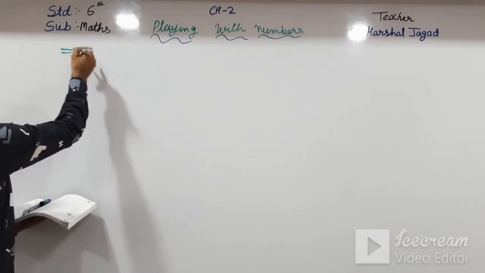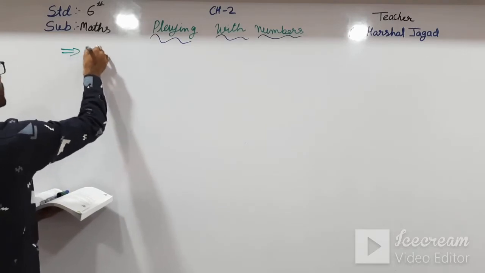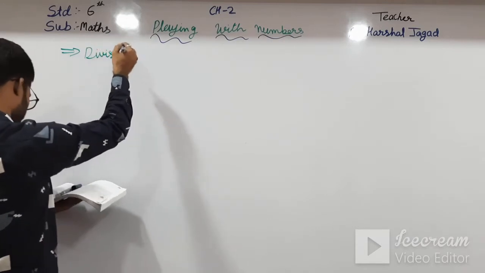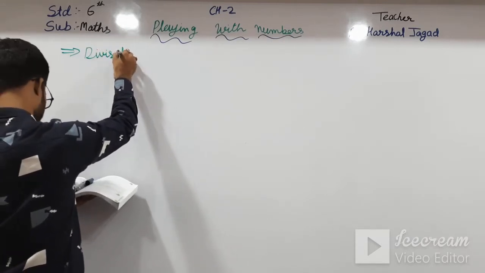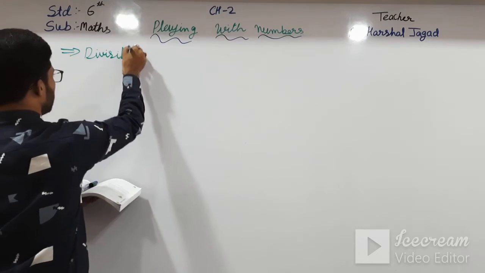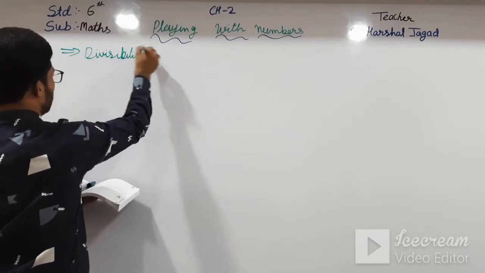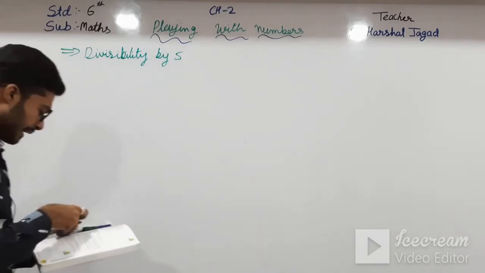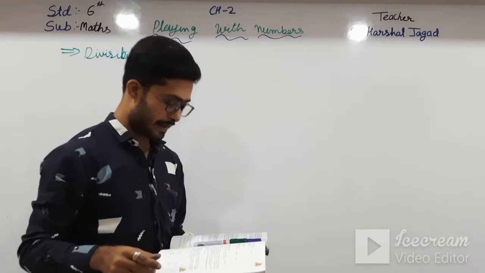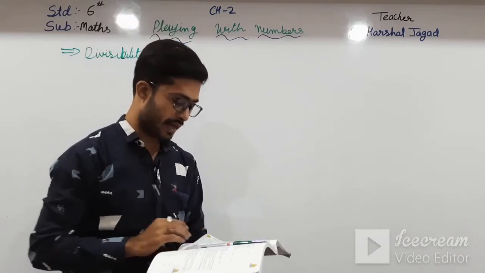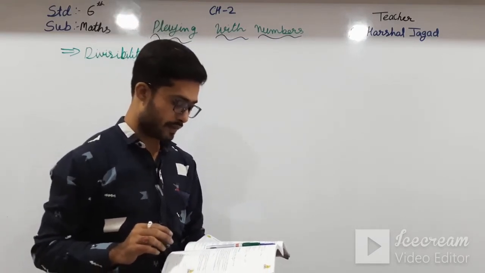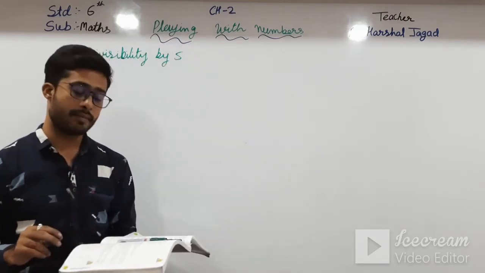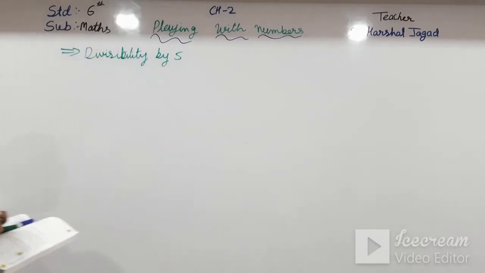Divisibility by 5. See here, we know that any multiple of 5 always has its units place digit either 5 or 0. Examples are 25, 100, 130, etc., which are all divisible by 5. See here, going to example number 17.